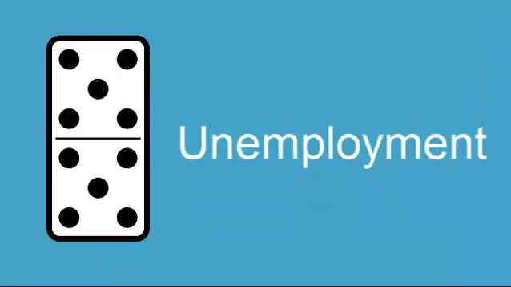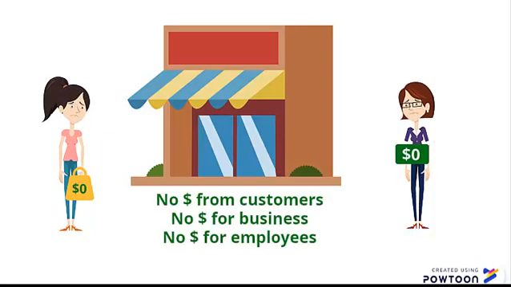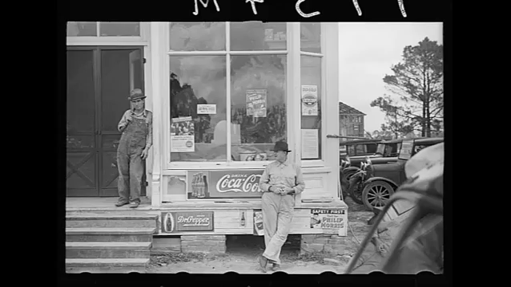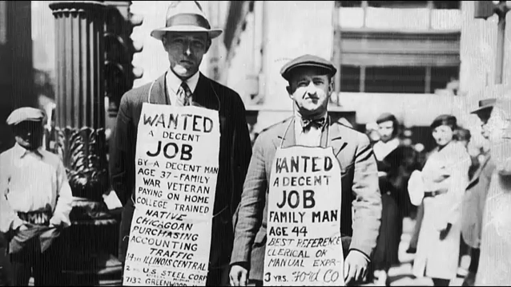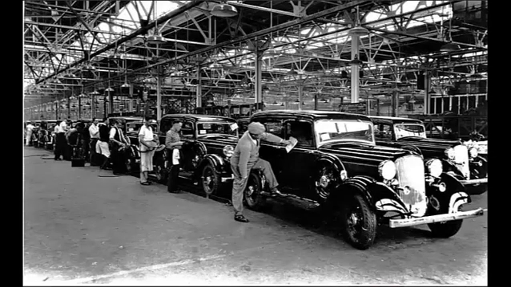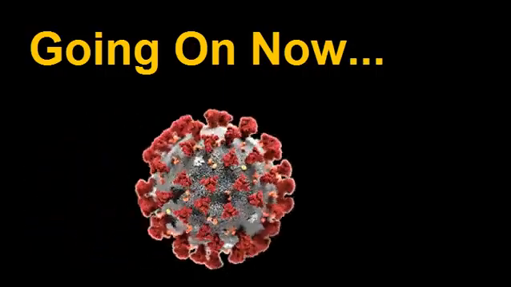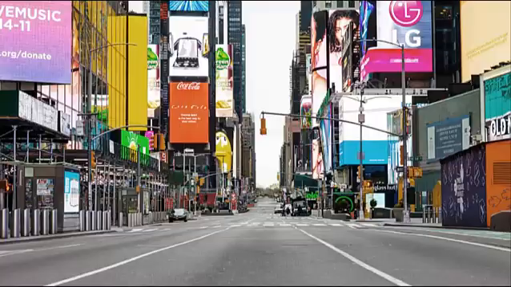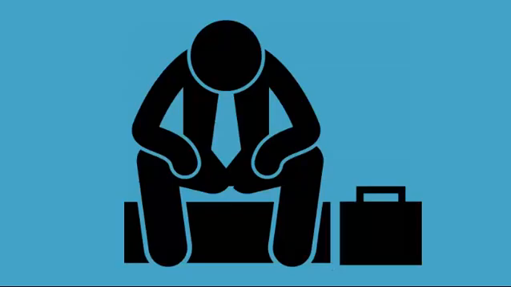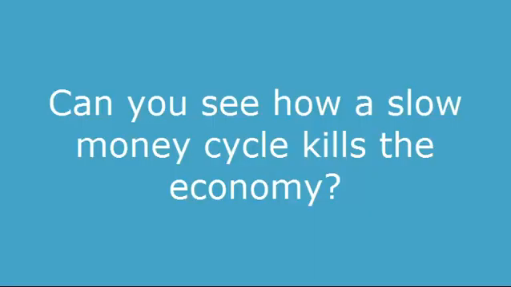Domino number 5, unemployment. Without paying customers, businesses have no work for their employees and have no way to pay employees. So as businesses slow down and many close, there are more and more people out of work with no way to buy things. For example, people stop buying cars. This puts car salesmen out of work. Car factories slowed production and laid off auto workers. The same sort of problems are occurring with COVID-19. Many businesses are closed. They do not have any customers paying them for work, so they have to lay off employees. This means more people have no money to buy things they need and want. Can you see how a slow money cycle kills the economy?